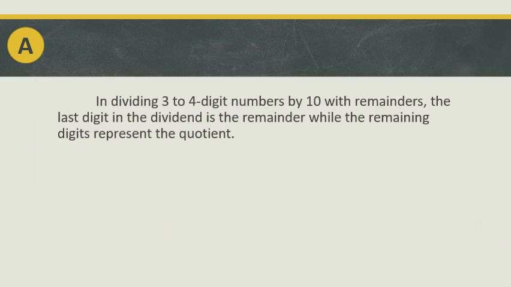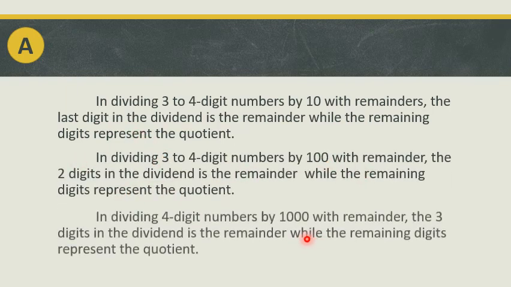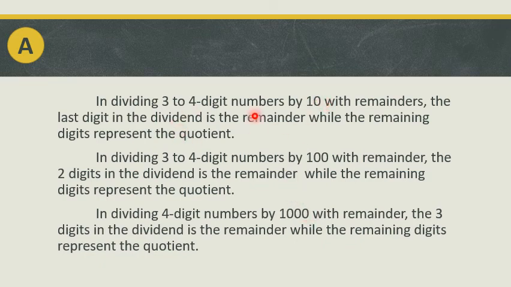So, in dividing 3 to 4 digit numbers by 10 with remainders, the last digit in the dividend is the remainder while the remaining digits represent the quotient. It is the same for 100 and 1,000. The only difference is that here we remove one, here two because there are two zeros, and here three.